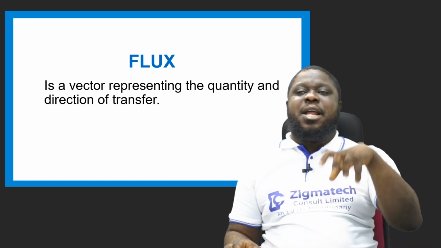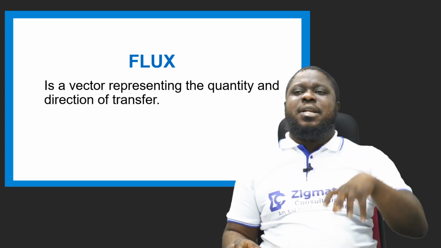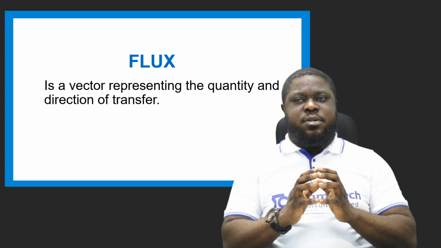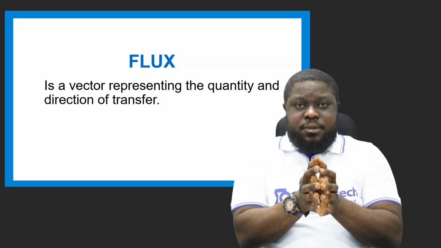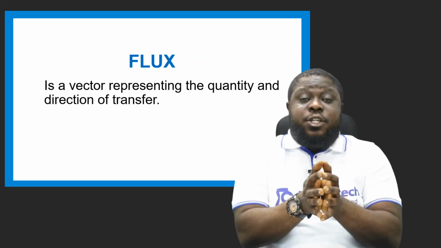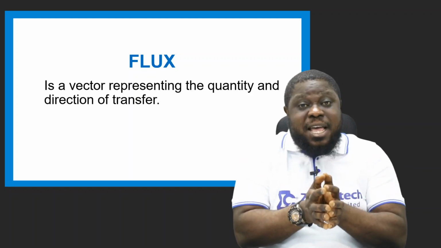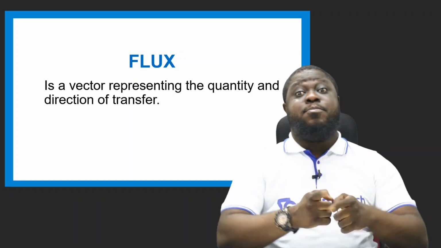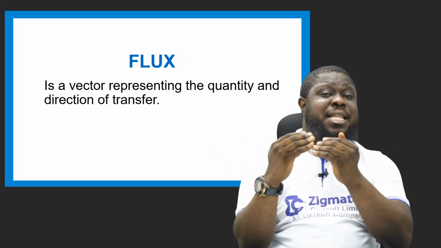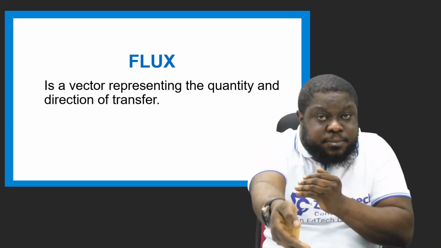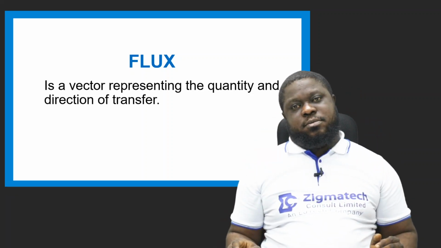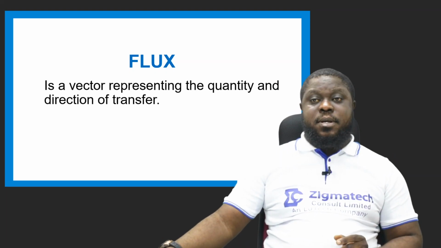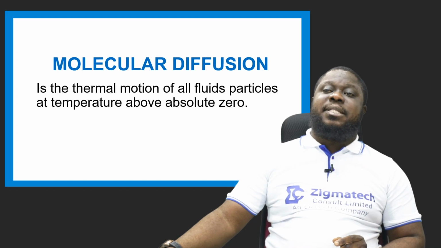So the vector representing the quantity of the gas molecules, they will be together. When you say quantity, that means they are together, so that means it becomes a high concentration. And when they transfer, the direction of transfer, direction means movement. They move anyhow they like. When they make the movement randomly, they change to a low concentration.